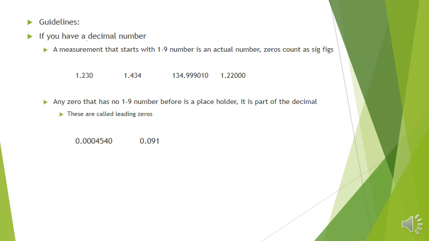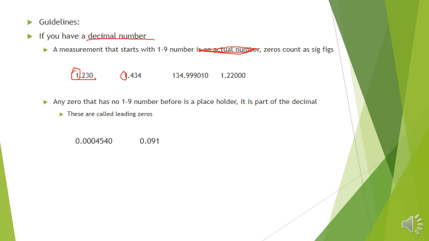Okay, so let's look at some guidelines here. Let's say you're given a decimal number and you want to decide if the zero is countable as a sig fig or a placeholder. In a measurement that starts with a 1 through 9 number, the zeros count as sig figs. So 1.230. This is our beginning number, so any number after that counts. So this 0 counts.